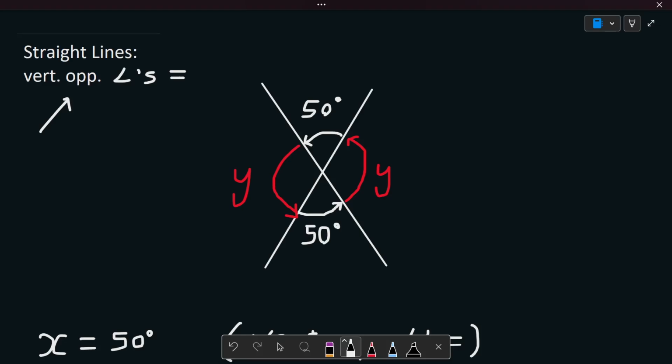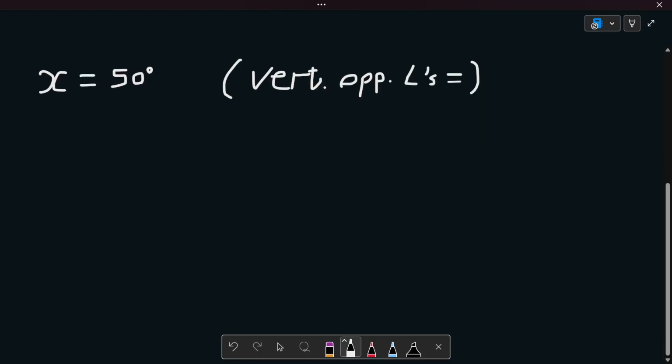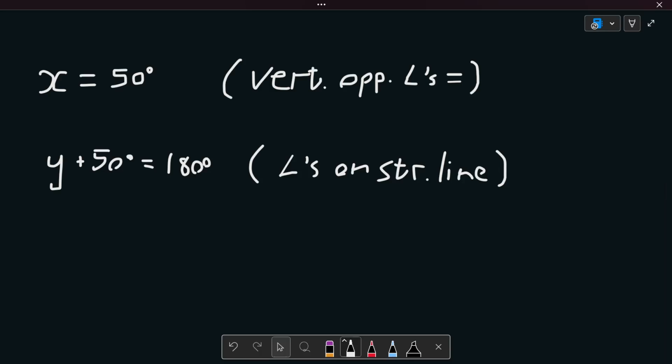So what are we going to do? We're going to add y with 50 degrees and make it equal to 180 degrees, because you know all the angles on a straight line are equal to 180 degrees. So we do the following. We say the angle y plus the angle of 50 degrees is going to be equal to 180 degrees. And then our reason over here will be angles on a straight line.